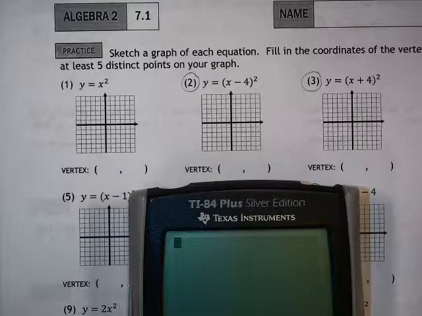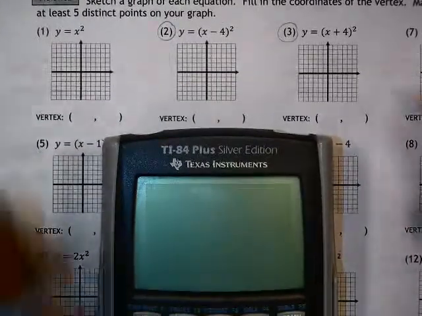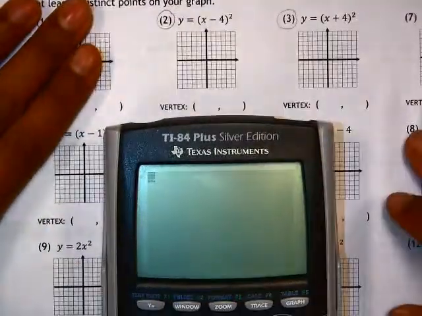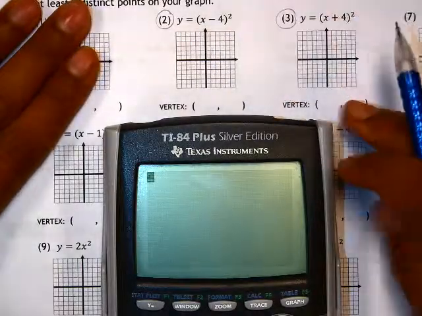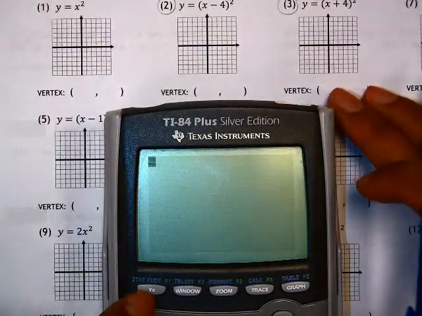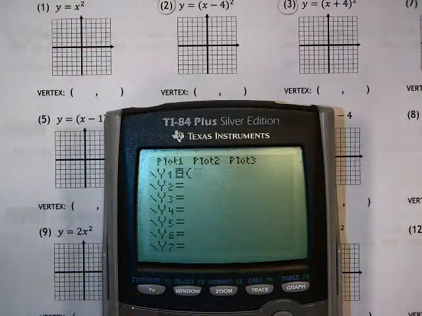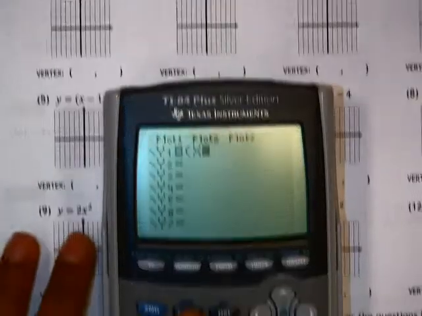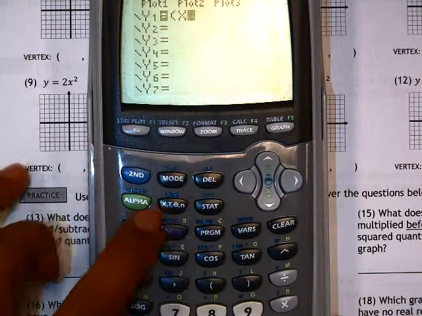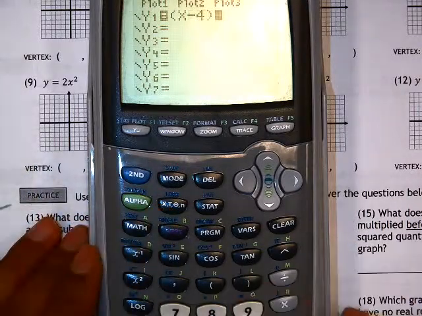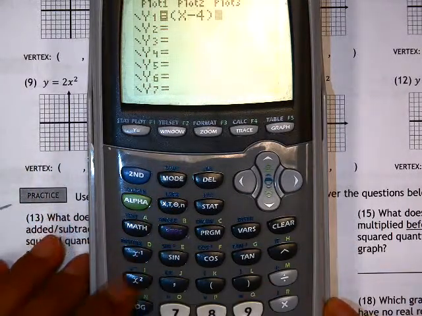And then for the next couple examples, I'm going to use a website which does basically the same thing in case you don't have a graphing calculator. So in number 2, I'm going to go ahead and type this equation into my graphing calculator. First, I'm going to go to the y equals button and type this in exactly as I see it. So quantity x, the x button is right here. Okay, minus 4 and then squared.